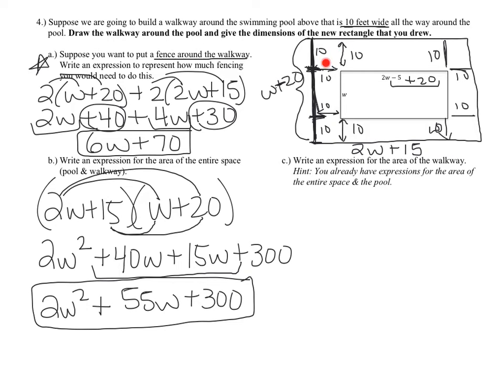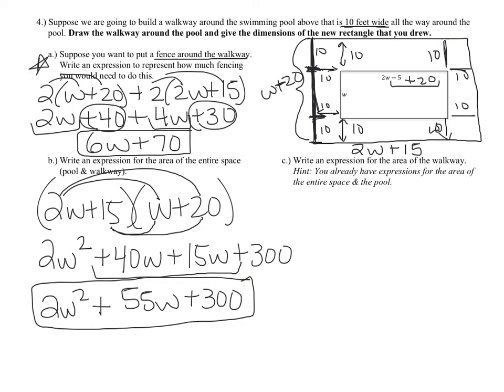So let's think about this. The walkway is this piece right here, all the way around. Now, we don't have an expression for the area of this yet. However, we already have expressions for the area of the entire space and the pool. So think about that. If I know the area of this whole thing, and then I know the area of just this piece, but I just want this outside piece, what do I do with the area of the whole thing and then the area of the pool? I subtract them, okay? So what I'm going to do is take the area of the entire thing, which we just found.